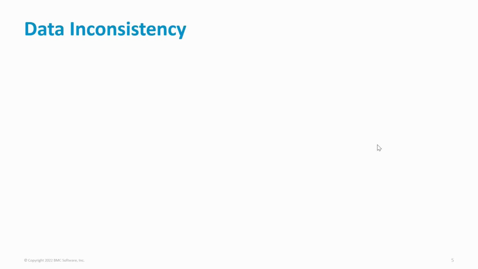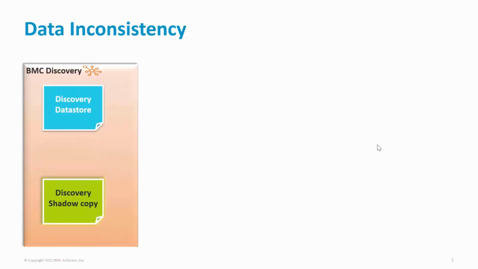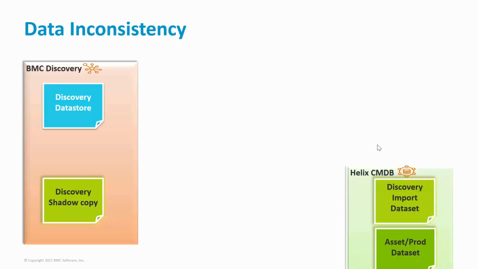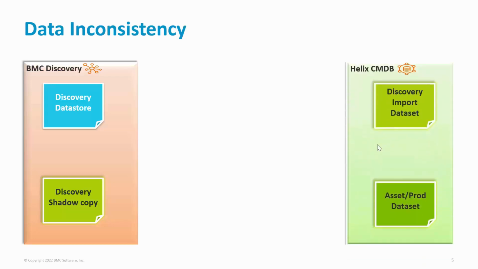In terms of BMC Discovery, so far we have talked about two important components. One is the BMC Discovery data store, where we have the directly discovered data, inferred data, and other types of data stored. The second component is the local shadow copy, where we store a copy or replica of the data that has been synced into the CMDB. Similarly, in terms of BMC Helix CMDB, we talked about two important data sets. One is the Discovery import data set, which is by default BMC.ADDM, and the other one is the prod or asset data set.